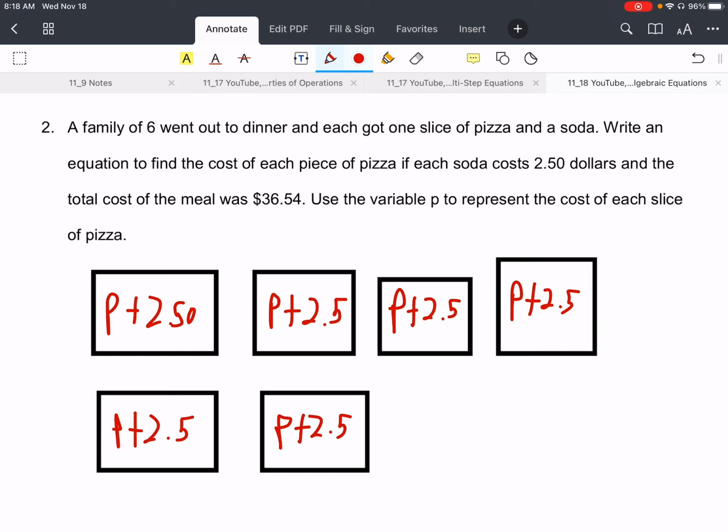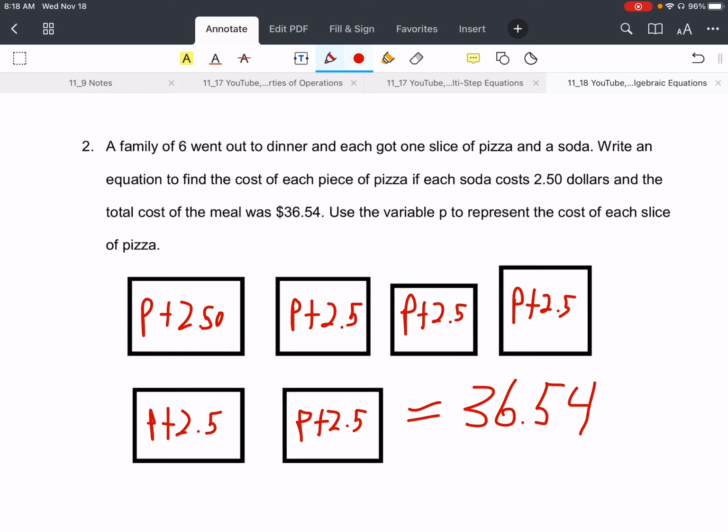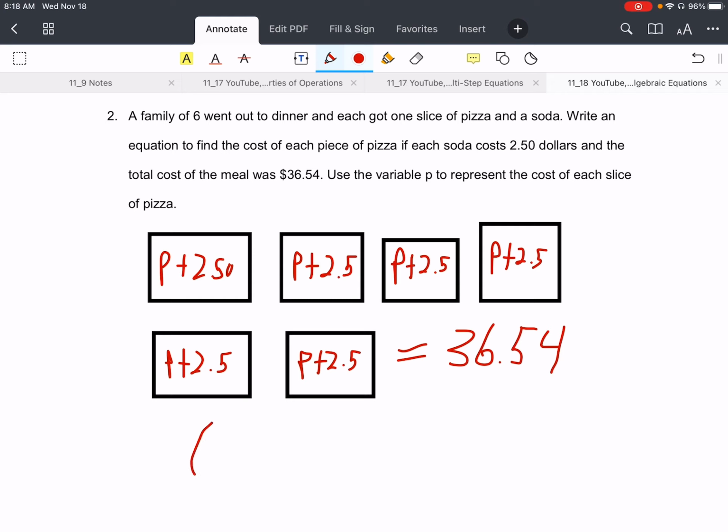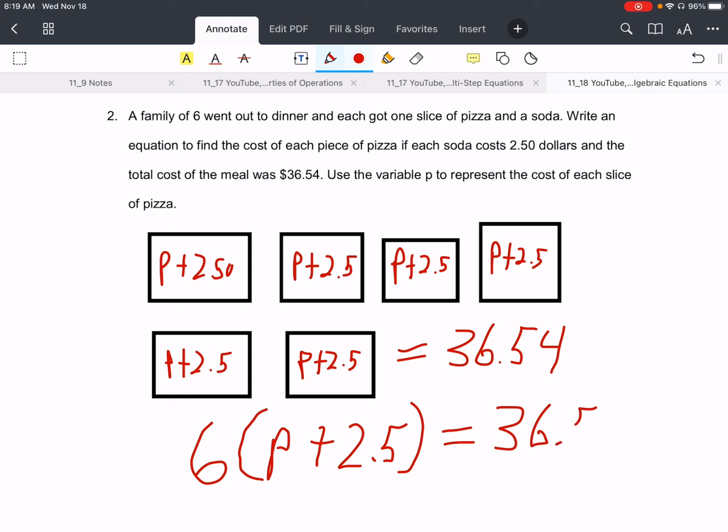And we know that the total cost of the meal is equal to $36.54. So again, we can take this and say, okay, 6 people, because there's 6 people in the family, and each of them spend whatever the cost of 1 piece of pizza is, plus their $2.50 drink. So 6 people multiplied by P plus 2.5, which represents the cost that each person spends, that's going to equal a grand total of $36.54. And then it's up to them if they are going to leave a tip. So this is the final equation, and we'll be solving these tomorrow.